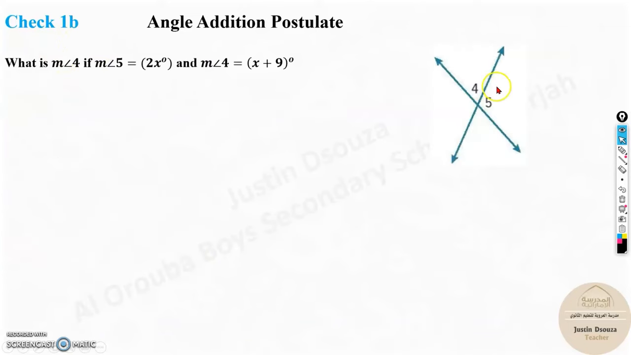The second check problem. Over here, again, it's the same thing. You can see in the figure, it's a straight line. So the sum of this must be supplementary, that is 180 degrees. But this is a little bit unique because they have given the measure of angle 4. Yes, we need to find the measure of angle 4, but they have not given us a value. They have given us a variable. So x plus 9, and over here it is 2x.